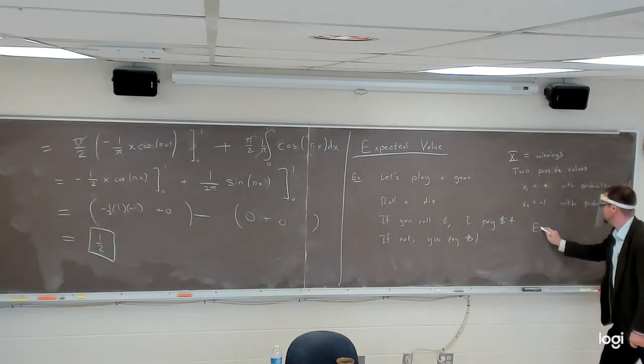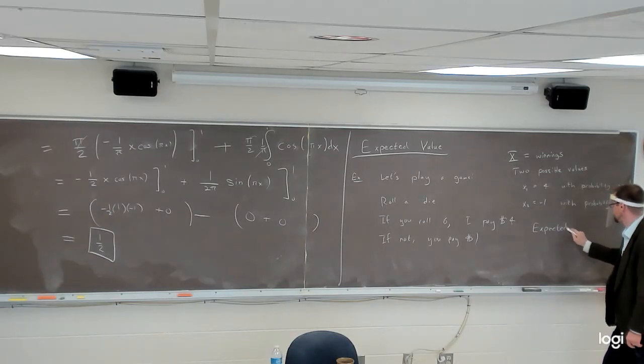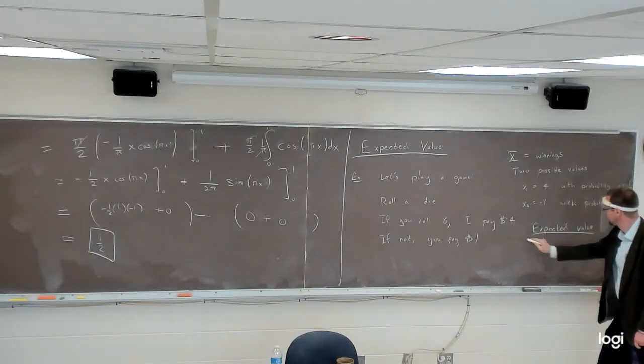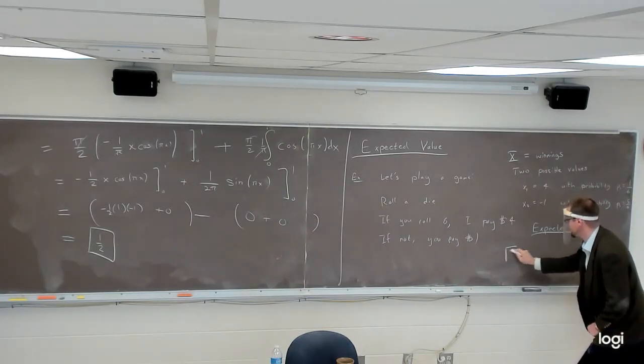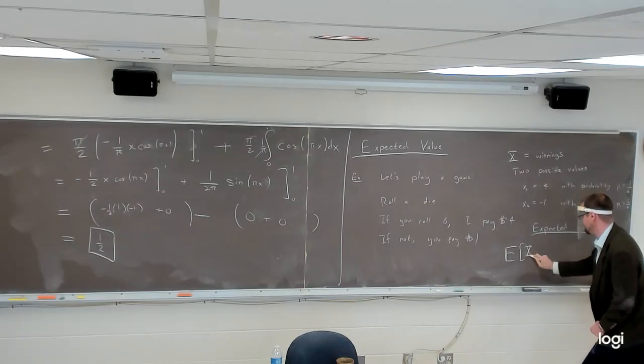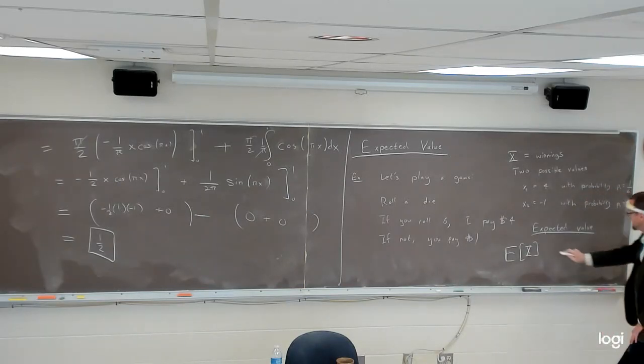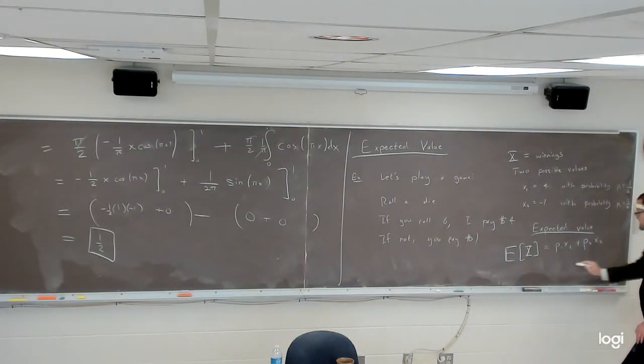We'll define the expected value. I'll use the notation E of X, and that's not as big a deal as the idea. E of X is P1 x1 plus P2 x2. So in the case of this game, there's a 1/6 chance that you'll win $4, so we add that together with the 5/6 chance that you'll lose $1. And this tells me that your expected winnings from this game are negative 1/6 of a dollar.